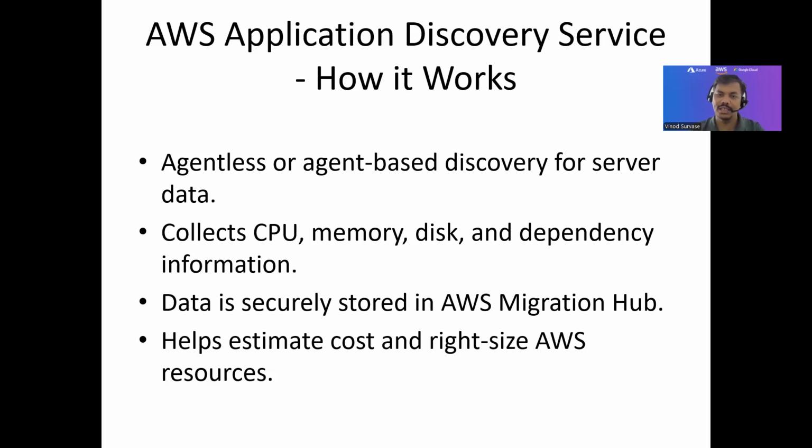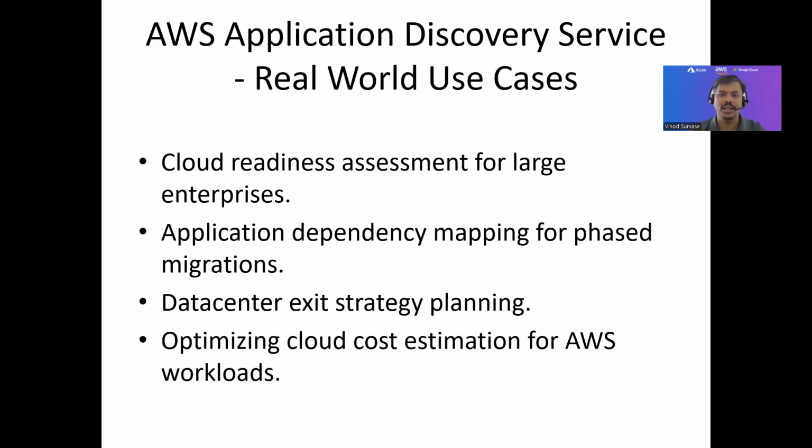So that's it and how it works, right? So let's talk about the next one. And these are the real world use cases, right? It's going to help us with the cloud readiness assessment for larger enterprises and organizations, and the application dependency mapping for phase-wise migration and data center exit strategy, right? Along with optimizing cloud cost estimation for AWS workloads, right?